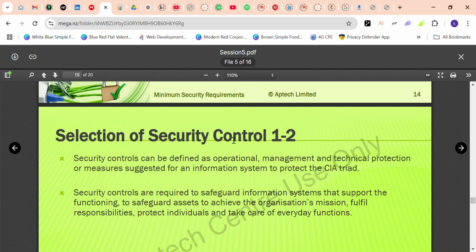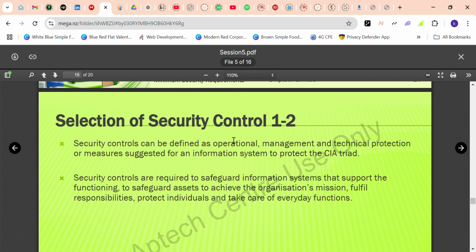Now, let's talk about selection of security control, which is the last but not the least. Selection of what? Security control. Now, security control can be defined as operational, management, and technical protection or measure suggested for information system to protect the CIA triad. Do you understand this definition? Let me come again. We are talking of security control. Security control is the what?